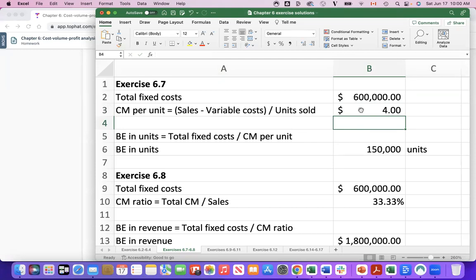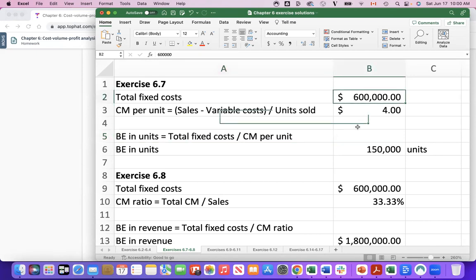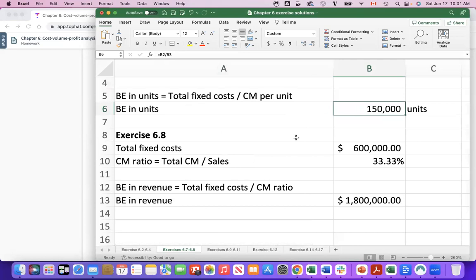And again, what does that number represent? It's simply the amount of sales that is left over to cover fixed costs, and then once fixed costs are covered, to contribute to the bottom line. So there's $4 left over for every sale. Based off of that, we can calculate the break-even point in units, which again is total fixed costs divided by contribution margin per unit. So in this case, the 600,000 divided by the $4 per unit. So in order for us to break even, assuming sales price and variable cost do not change, we have to sell 150,000 units.